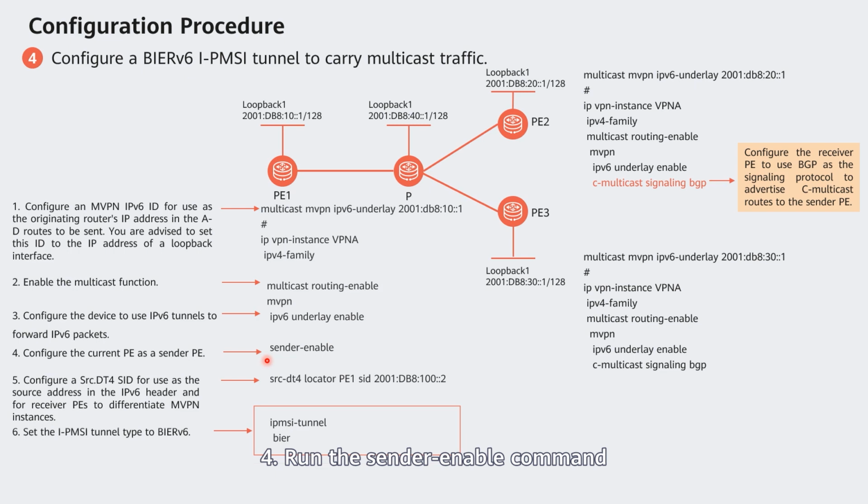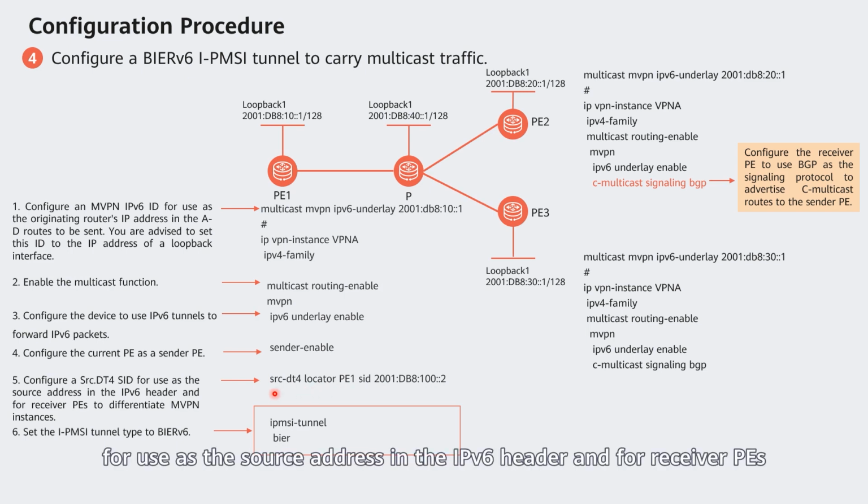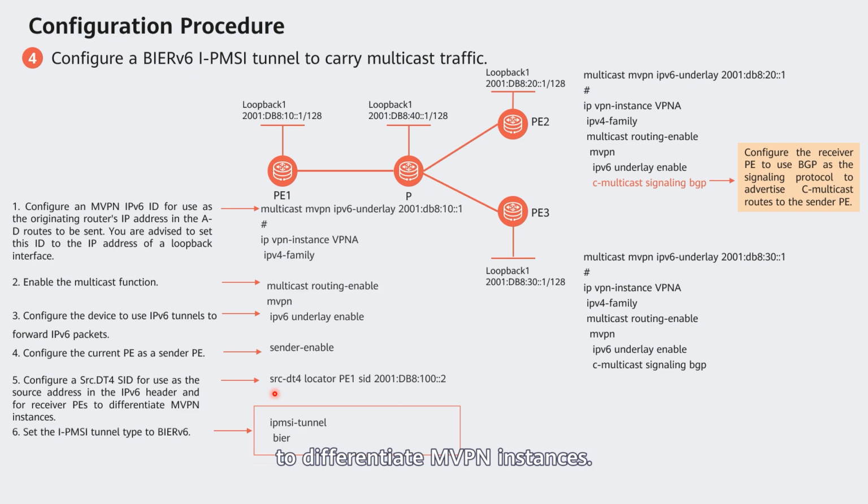4. Run the sender enable command to configure the current PE as a sender PE. 5. Run the source DT4 locator command to configure a source DT4 SID for use as the source address in the IPv6 header, and for the receiver PEs to differentiate MVPN instances.